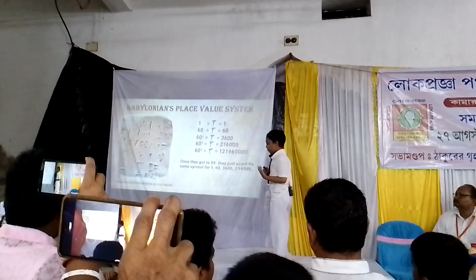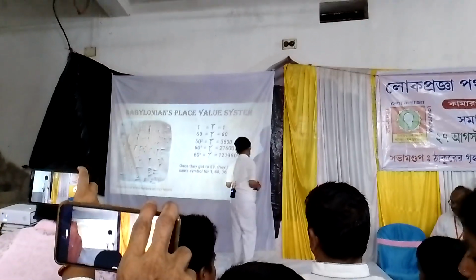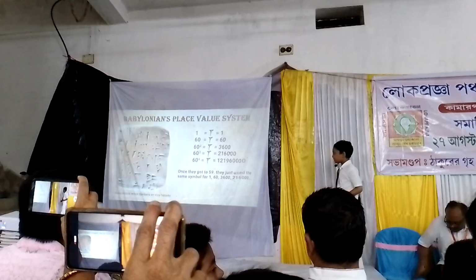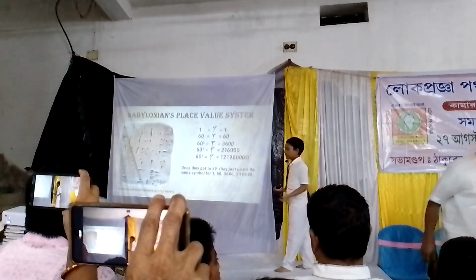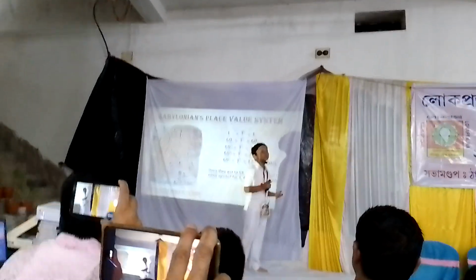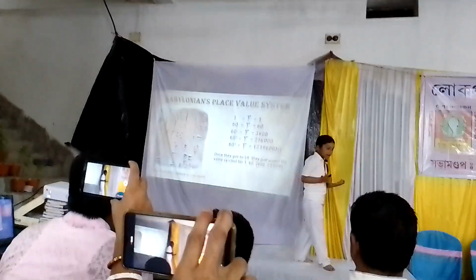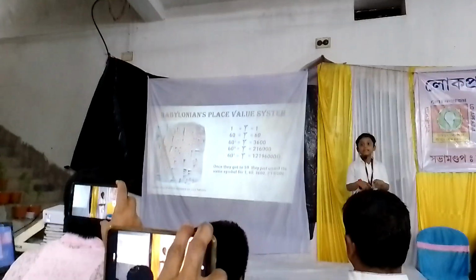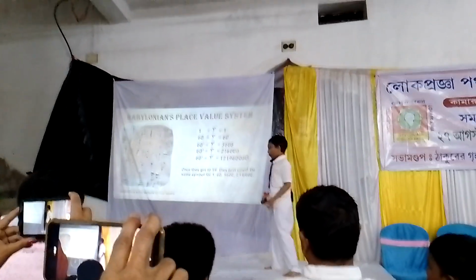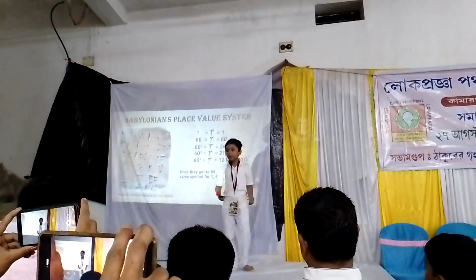The Babylonians wrote numbers on clay tablets. Once they got to 59, they just used the same symbol for 1, 60, 3600 or 60 squared, 216,000 or 60 cubed, and so on. Now, how did we do it?